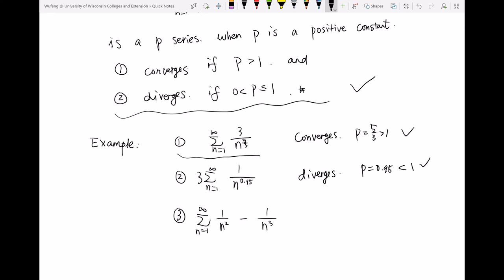Perfect, thank you, Cal. Third example. I'm going to call another student who I have not called yet. April, could you please tell me the third one? Does it converge or diverge?